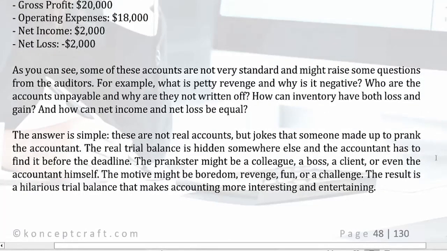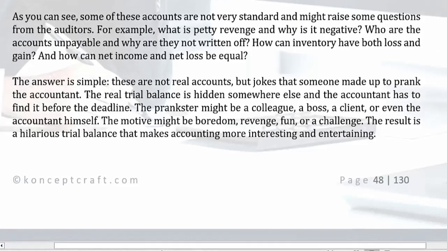As you can see, some of these accounts are not very standard and might raise some questions from the auditors. For example, what is petty revenge and why is it negative? Who are the accounts unpayable and why are they not written off? How can inventory have both loss and gain? And how can net income and net loss be equal?